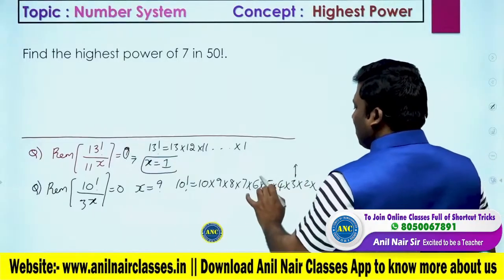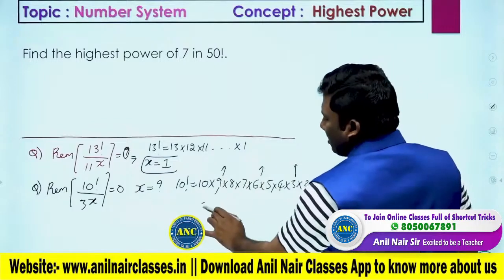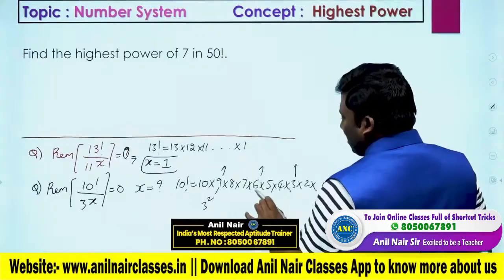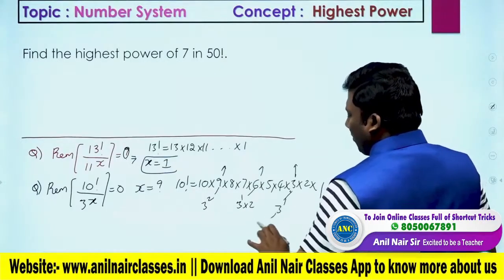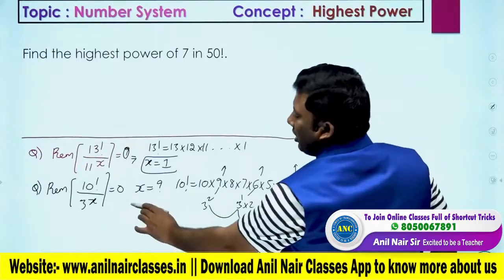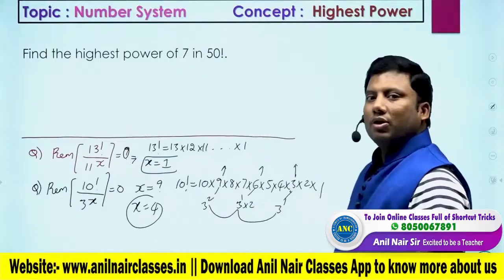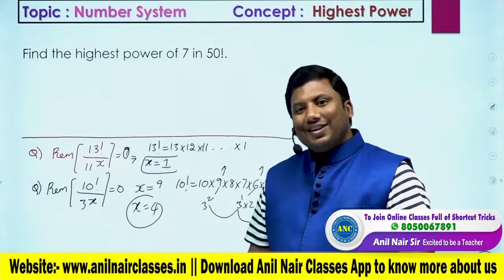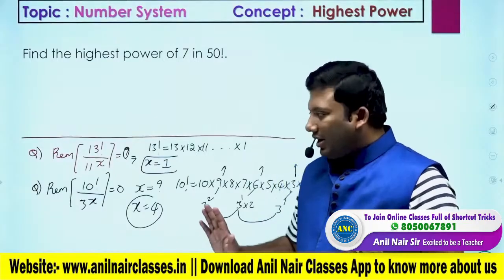I will take this. 9 it is 3 square. Here it is 3 into 2, 3 power 1. Here it is 3 power 1. So total it is 4. X equivalent to 4. Is the idea clear to you?